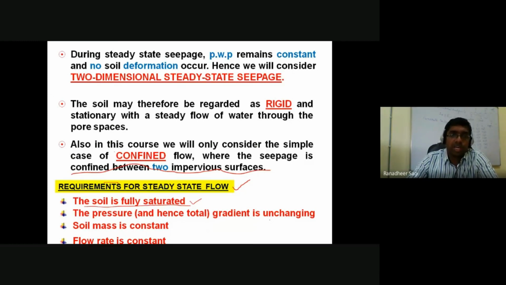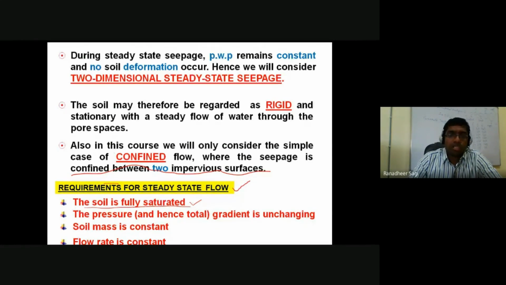Next, soil mass is constant. In the sense, the mass of the soil across which the flow is taking place is considered to be constant. There is no additional water getting occupied into the void space, or going out of the voids of the soil mass, which indicates that there is no change in the mass of the soil there. The flow rate, the rate at which flow takes place through the cross section of the soil, is also considered to be constant.